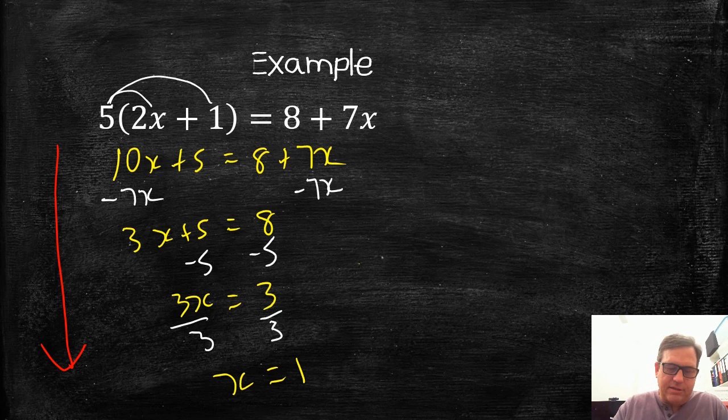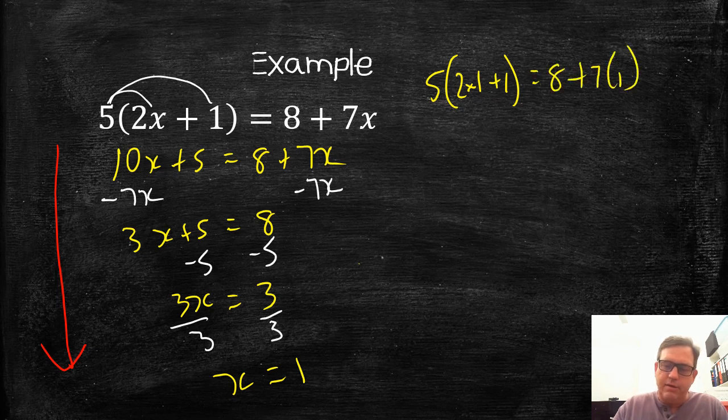Okay, can we check this? 5 times 2 times 1 plus 1. Does that equal 8 plus 7 times 1? Well, 2 times 1 is 2, plus 1 is 3, times 5 is 15. And 8 plus 7 is 15. It works. That's our answer.